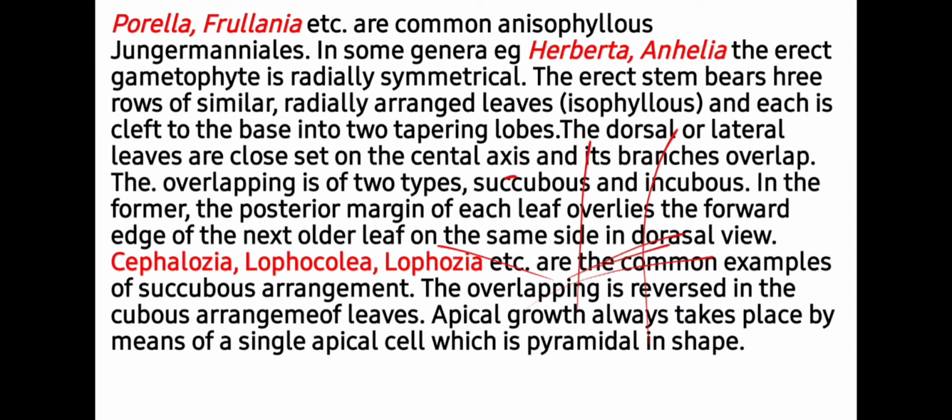So the apical growth always takes place by means of a single apical cell. That's why we call it acrogyny, and the apical cell is pyramidal in shape. So students, you can see that in this group we have two types of arrangement of the leaves, that is anisophyllous or isophyllous. In Porella and Frullania, the arrangement is anisophyllous, and that is more important here.